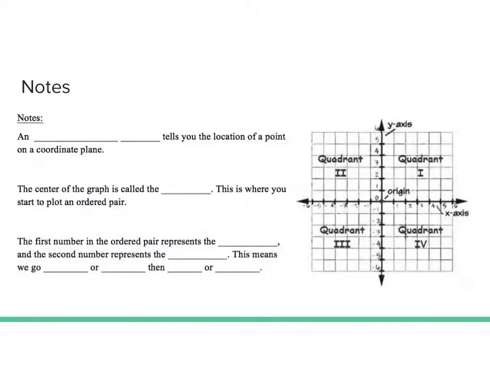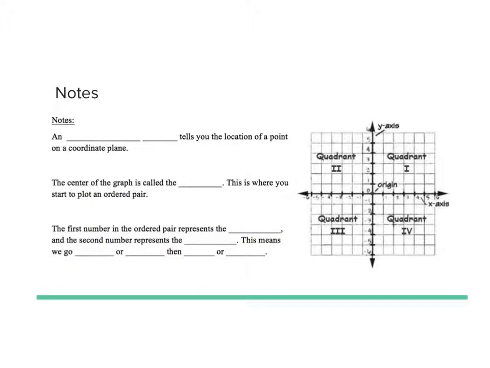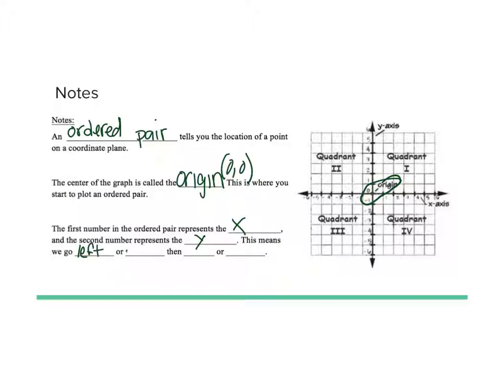Axis. Okay, so an ordered pair tells you the location of a point. The center of the graph is called the origin, and that is right here at 0, 0. The first number in the ordered pair represents the x, and the second number in the ordered pair represents the y. So first we go left or right, and then we go up or down.